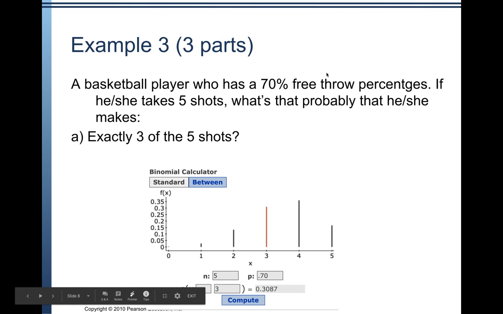And you'll notice that I made this drop down menu equals, so the probability that he makes exactly 3 out of 5 shots, and I just hit compute and it gives me the answer.